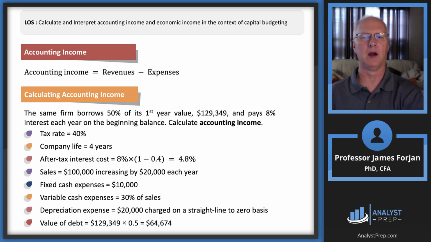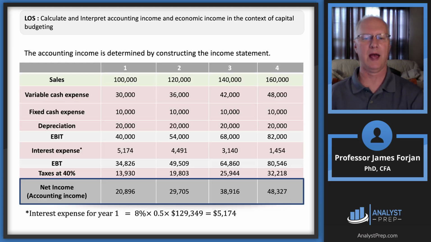So look at the top there. What are we saying there? We're borrowing 50% of that first year's value, the 129, at 8%. So look at the bottom, 8% times half of 129. There's the 5,174. That gives us 34,826. So take out taxes at 40%. There's our accounting income, which we probably want to call net income. Make sure you are aware of this: accounting income, net income, clearly has interest expense in it, whereas when we did cash flows, it did not.